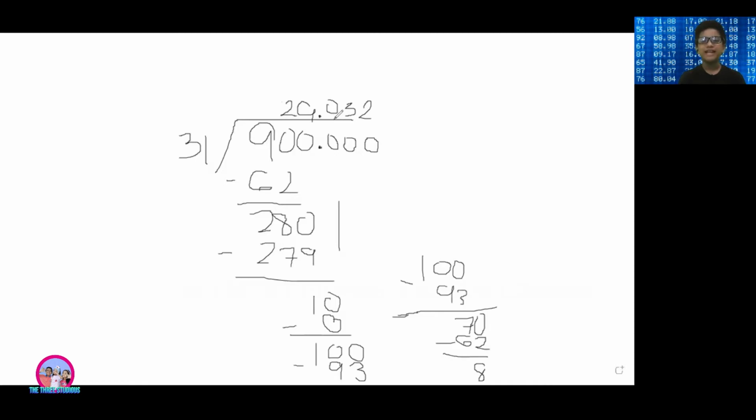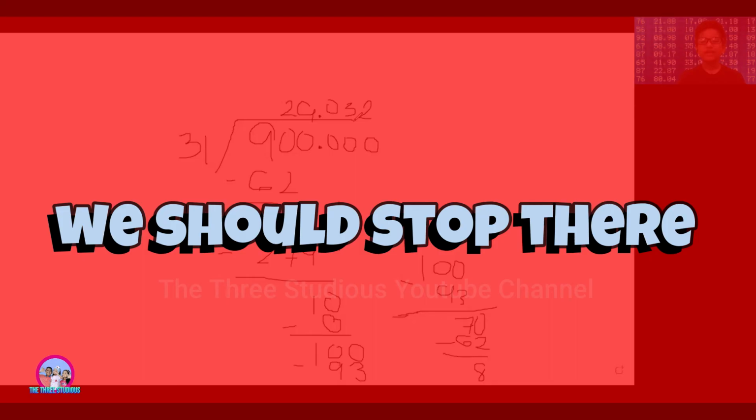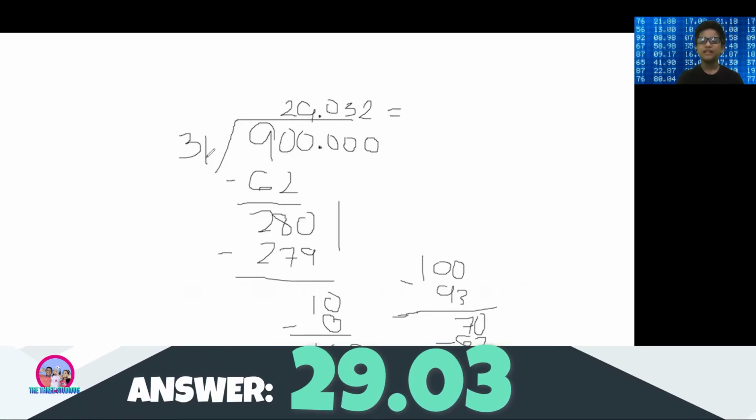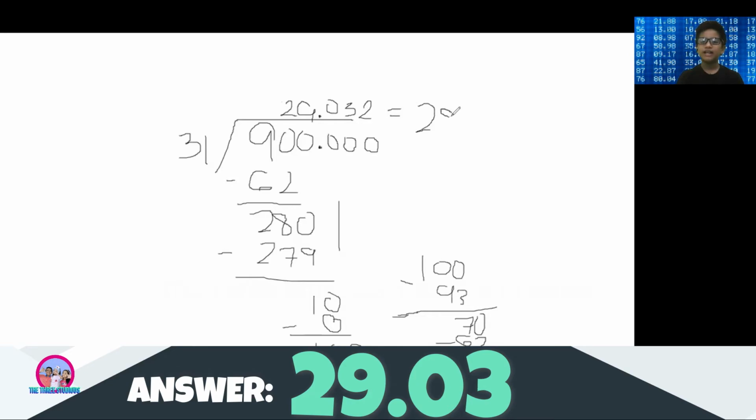Since we have 3 decimal places now, we should stop there if we want to round it off to the nearest hundredths. So 900 divided by 31 is 29.03. That is our final answer.